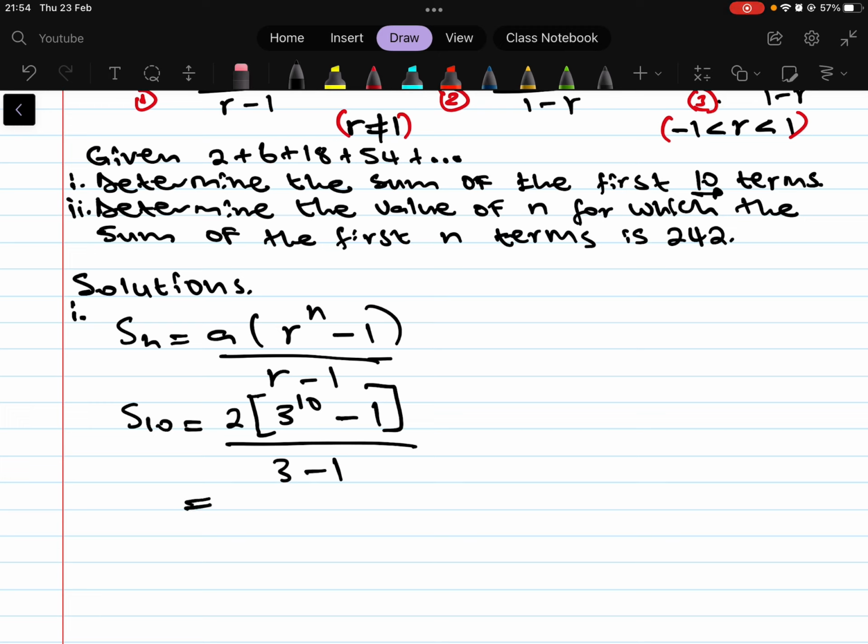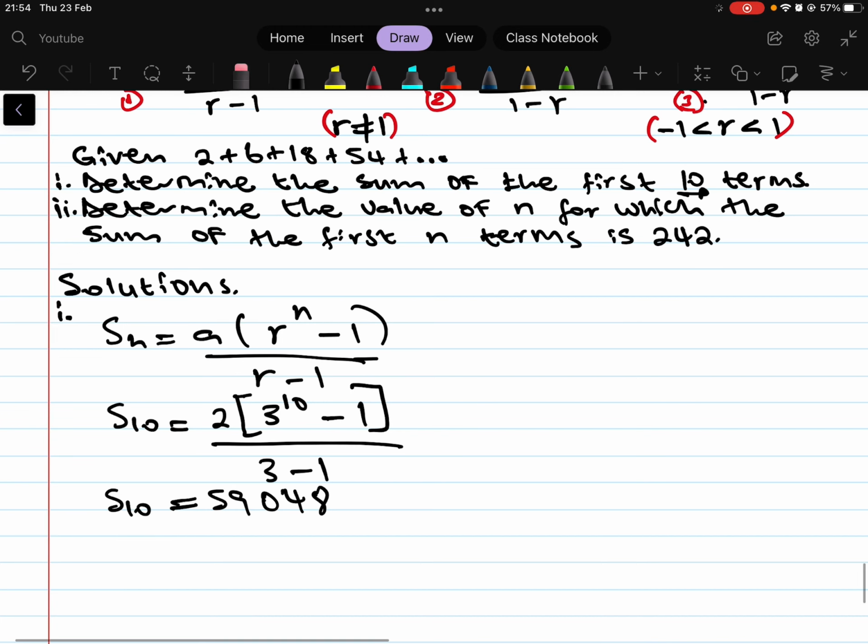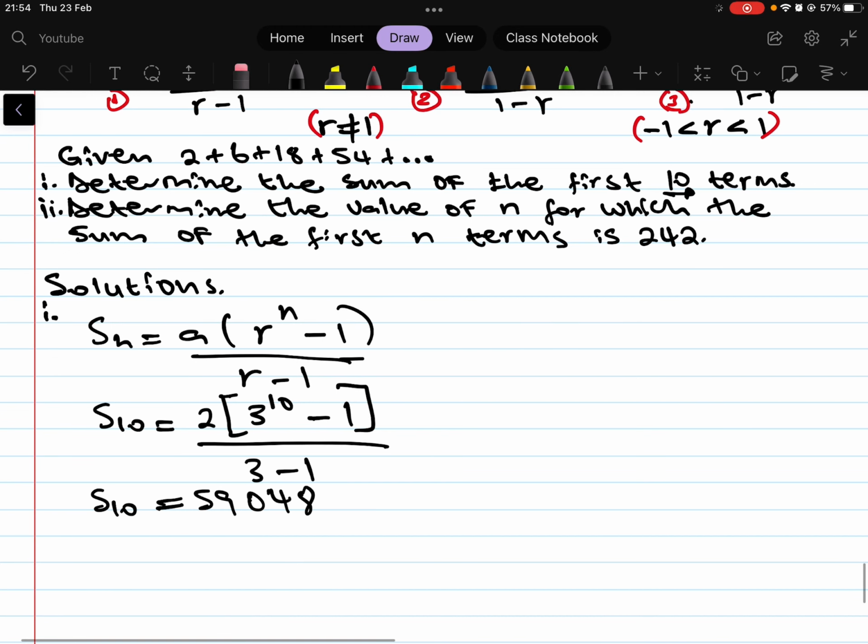And then you just punch that on the calculator. You should be getting a value of, what is the value? 59048. Then you're done with that. That's how you can apply the equation.